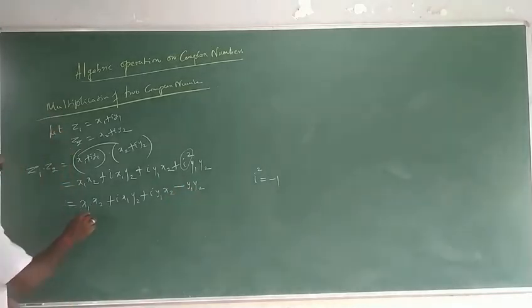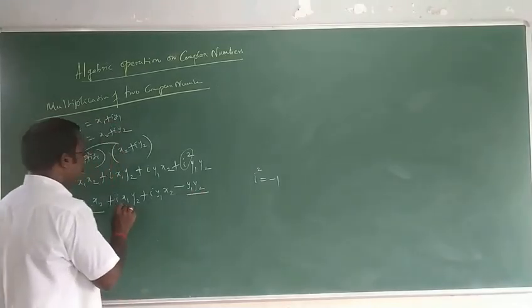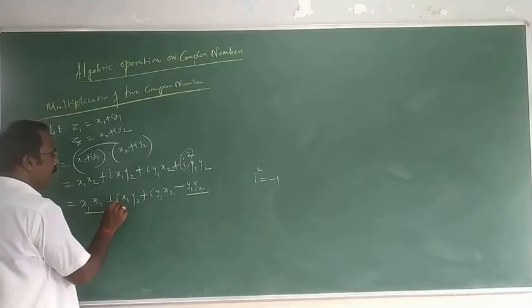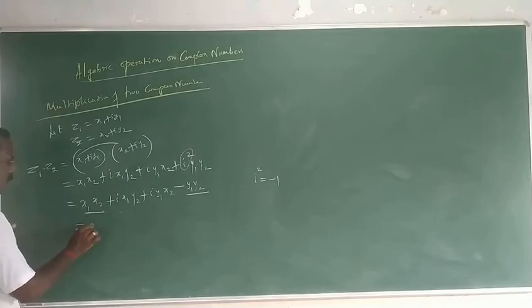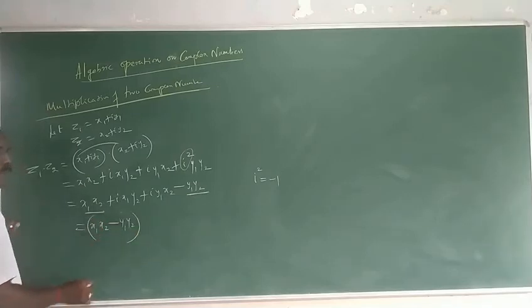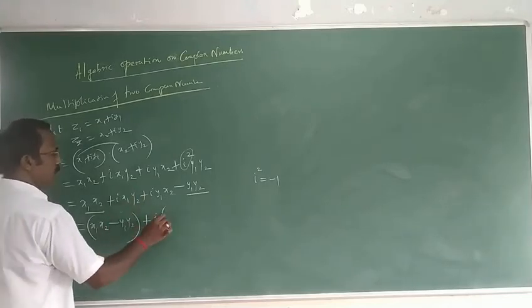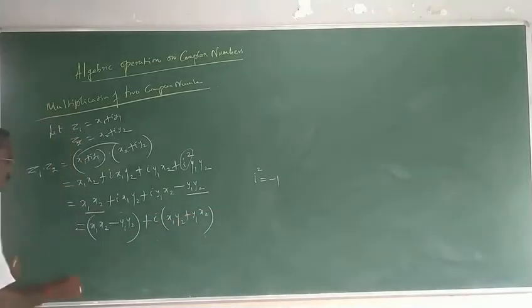So what is the real part? x1 x2 minus y1 y2 is the real part. These two terms are the imaginary part, because they are multiplied with i: i into x1 y2 plus i into y1 x2. Now equating, the real part is x1 x2 minus y1 y2. Next, the imaginary part: taking i common from these two, the remainder is x1 y2 plus y1 x2.